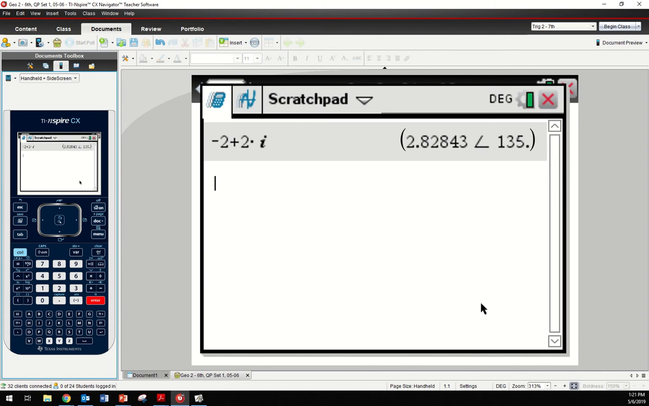So you have to make sure you know what you're doing with the calculator. So I need you actually entering these in with the calculator.